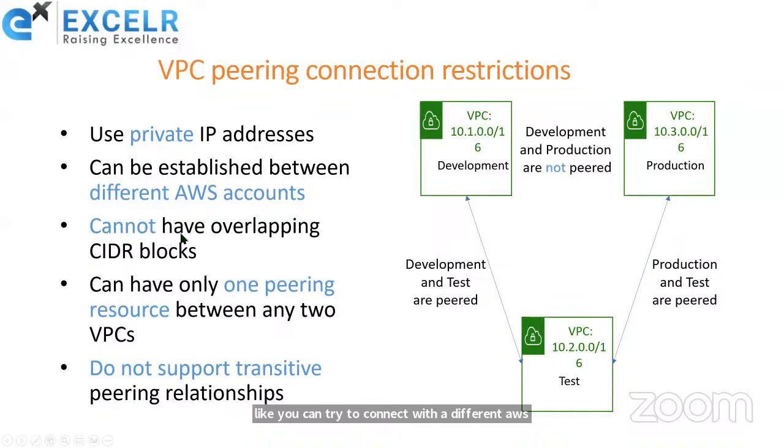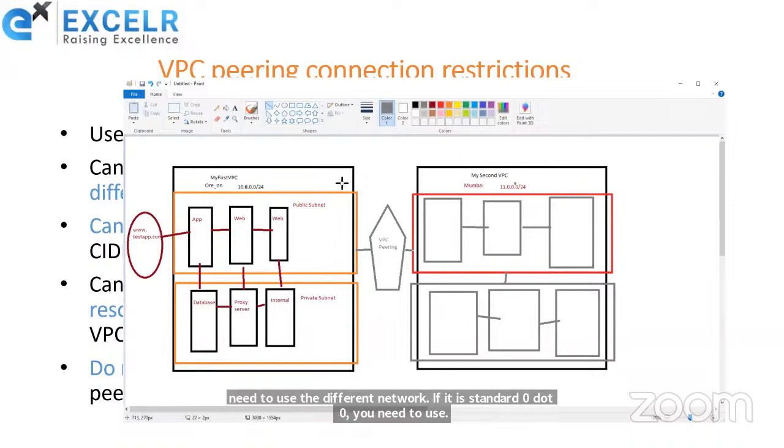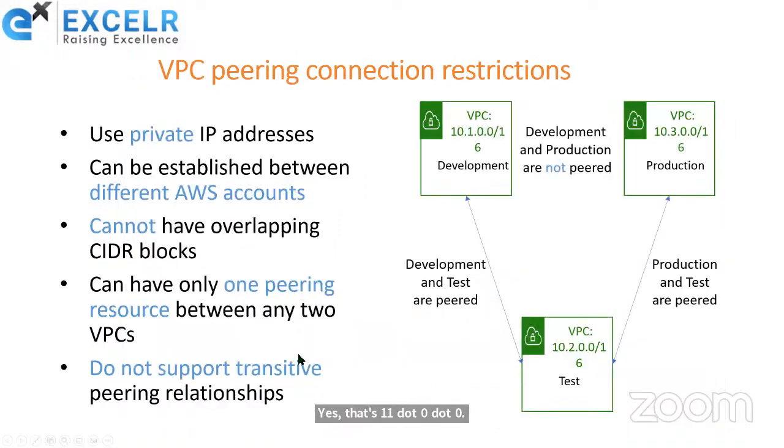It cannot have overlapping CIDR blocks. For example, as I told you in the diagram, if you use the 10.0.0.0/24 network here, you cannot use the same network in the other region. You need to use a different network. If it is 10.0.0.0 here, you need to use 11.0.0.0 there. Okay, that's what it is trying to tell. It cannot have overlapping connections.